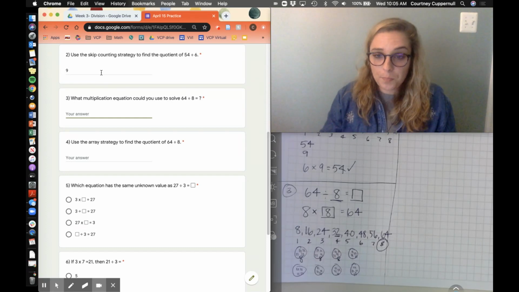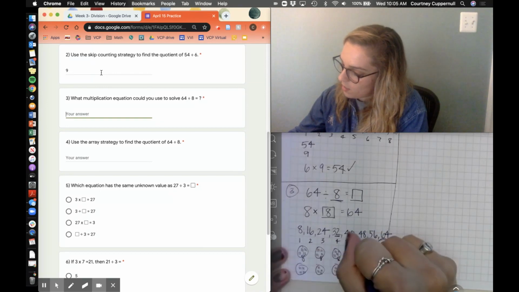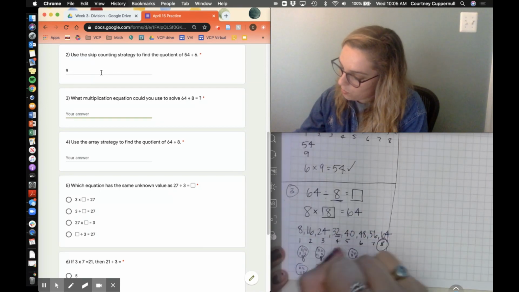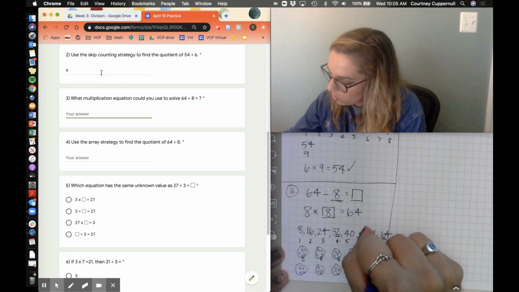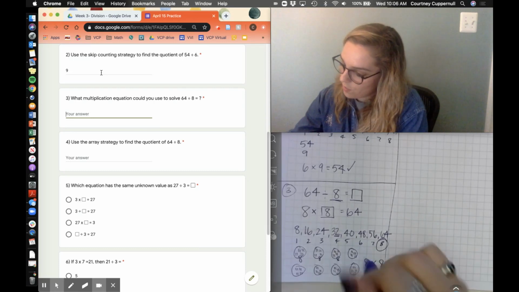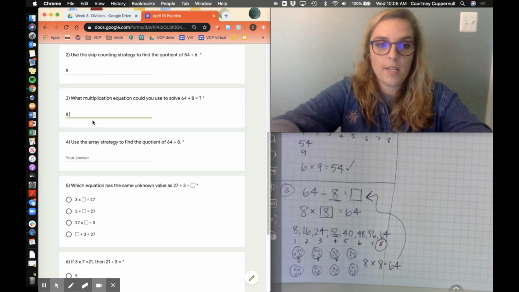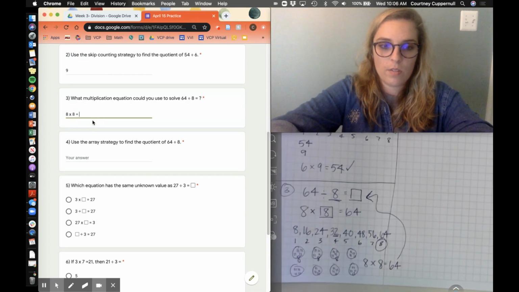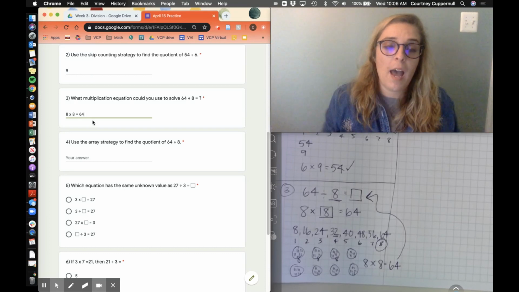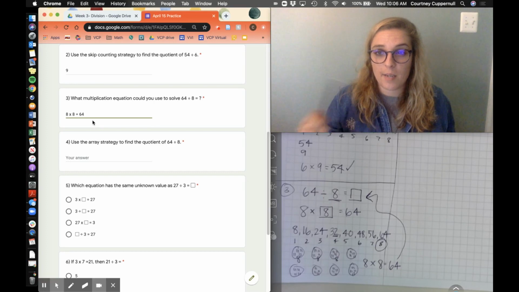So we just solved this problem multiple ways because we know that this can represent 8 groups. 1, 2, 3, 4, 5, 6, 7, 8 groups with 8 in each group equals a total of 64. That was the multiplication equation that we can use to help solve this division equation. So I'm going to write 8 times 8 equals 64. I like to put spaces in between when I type out my equations. I think it looks neater, so I would encourage you guys to do that as well. We know that using our 8 times 8 multiplication fact will help us solve that division equation.